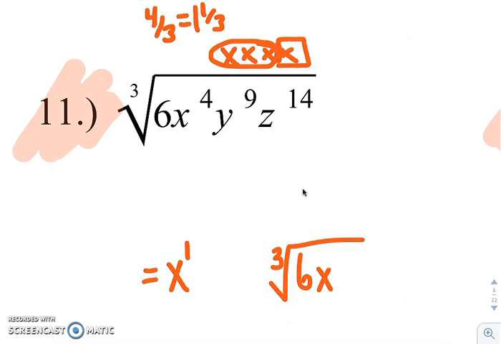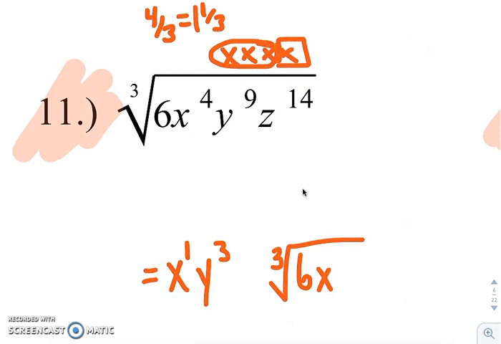So whether you can algebraically understand that 3 goes into 4 one time with 1 left, or you want to physically write out those x's and circle your groups, either way is fine. But we have one perfect cubed group of x's in there, and one remaining that's going to stay underneath the radical. So then we do the y's. How many times does 3 go into 9? 3 times. That one's perfect, so we'll just leave that, nothing underneath the radical.